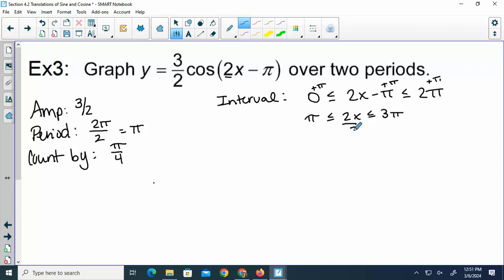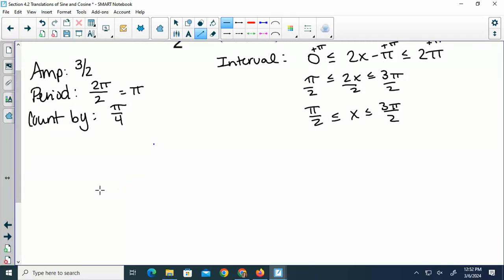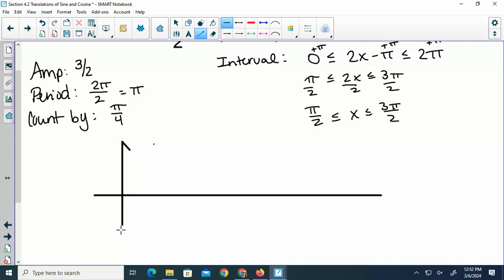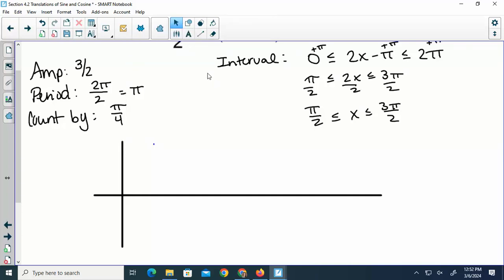So our graph will start at pi over 2 and end at 3 pi over 2. Now, that's not the true graph starting and stopping there. That just means one period could start and stop there.